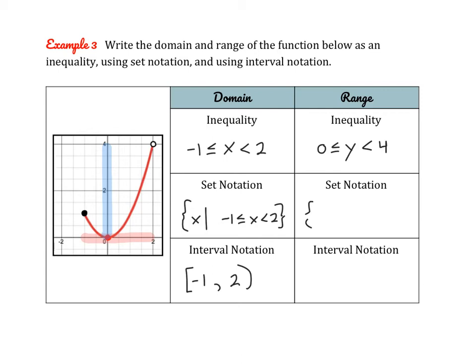So for set notation, again, we say y such that 0 is less than or equal to y is less than 4. And then for interval notation, our lower boundary is 0. It is included, so we do a square bracket. Our upper boundary, again, is 4. It is not included because of that open circle. So we do a rounded bracket.